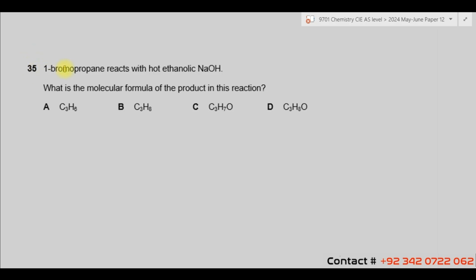Question 35. 1-bromopropane reacts with hot ethanolic sodium hydroxide. What is the molecular formula of the product in this reaction? So hot ethanolic sodium hydroxide causes elimination. In the halogenoalkane, we have propane, 3 carbons. 1-bromo means bromine is on the first carbon. The rest are hydrogen atoms.